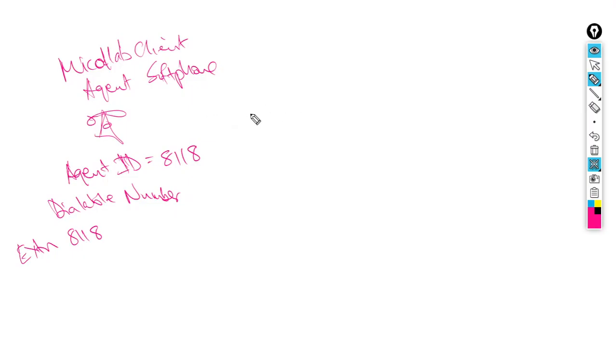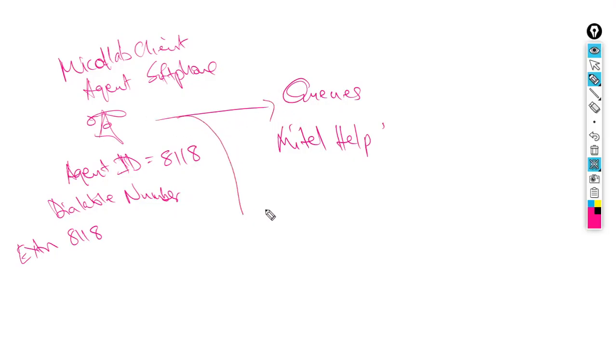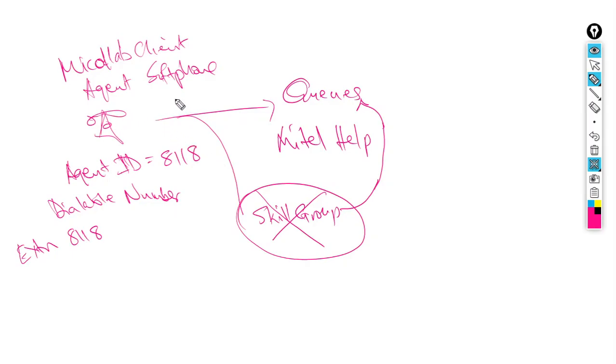So this agent belongs to a queue called Mitel help. But agents don't directly belong to a queue. They belong to a skill group, and the skill group is the one that belongs to the queue. But we can ignore this for now, and we can directly say an agent belongs to the queue, although it is through a skill group.